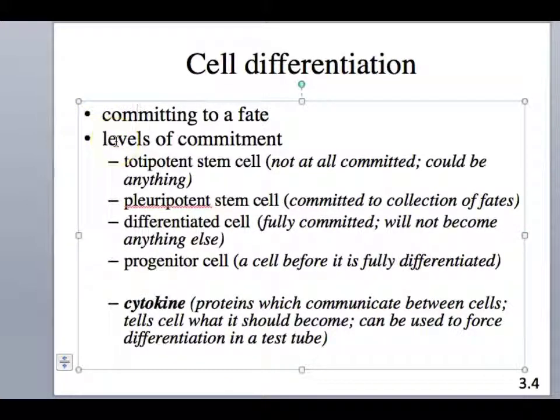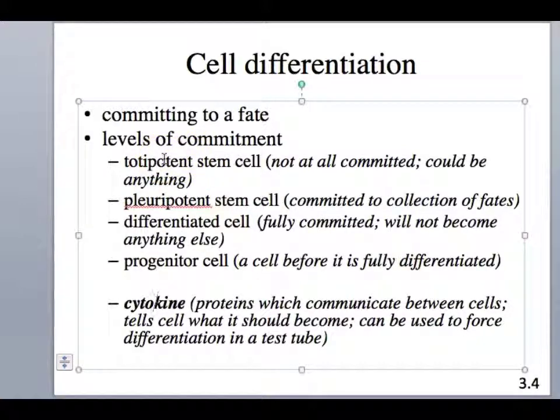So there's different levels of commitment. If you're a totipotent stem cell, this is a cell that could become anything. And people have been really interested in this research-wise, because the idea is if you have a cell that has the potential to be anything, if you give it the right cytokine, you can turn it into anything. So if you have just a big old bowl full of totipotent stem cells, and then all of a sudden you need a liver, you could give it a liver-determining cytokine, and then those totipotent stem cells would become a liver cell.